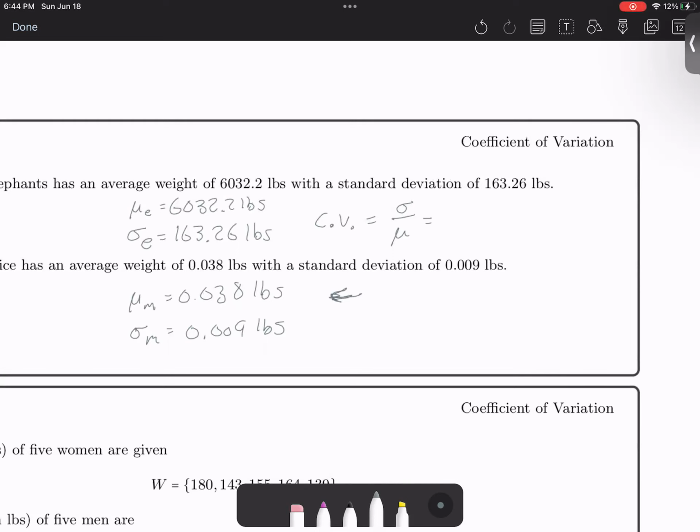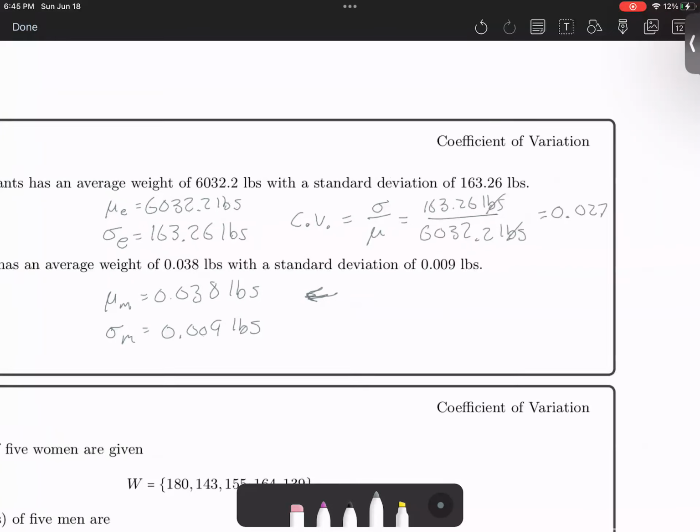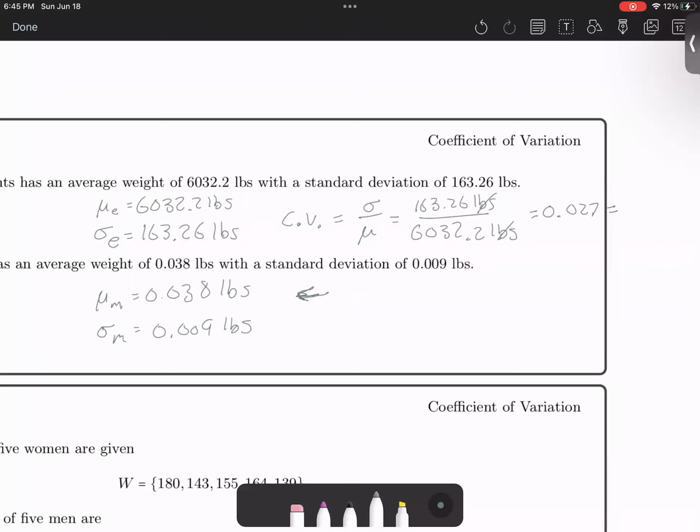So we have a standard deviation of elephants, 163.26 pounds, compared to an average of 6,032.2 pounds. So when you perform this division, the pounds cancel. This is now a unitless quantity, and you get 0.027. So because this is a unitless quantity, this is actually a ratio, we can turn this into a percentage by multiplying by 100, and we get 2.7%. Let's do the same thing for the mice.